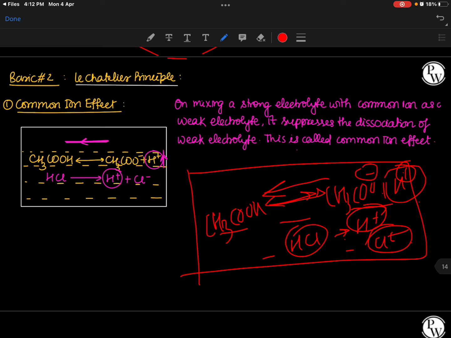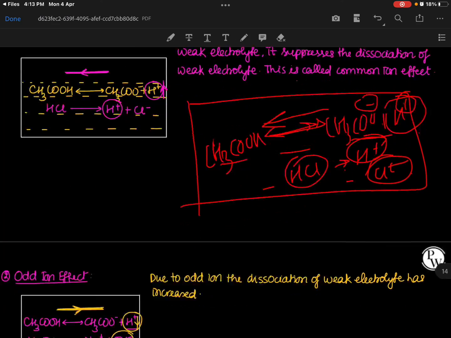That's why the equilibrium shifts towards the backside and suppresses the dissociation of the weak electrolyte. This is called the common ion effect.